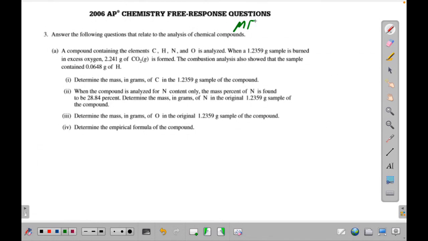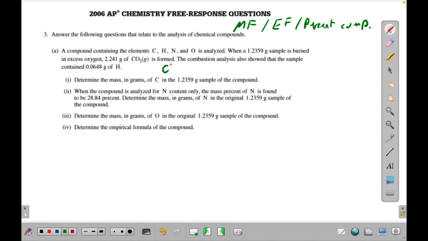This is basically a molecular formula, empirical formula, percent composition style question. I think there may have been additional parts since it does say A, but this is what we're looking at for what we know so far. They give us some information. We have a compound containing C, H, N, and O. When a 1.2359 gram sample is burned in excess oxygen, 2.241 grams of CO2 is formed. The combustion analysis also showed that the sample contains 0.0648 grams of hydrogen. Okay, so they gave us some information.